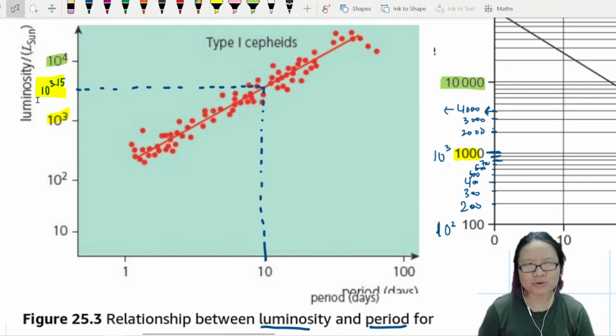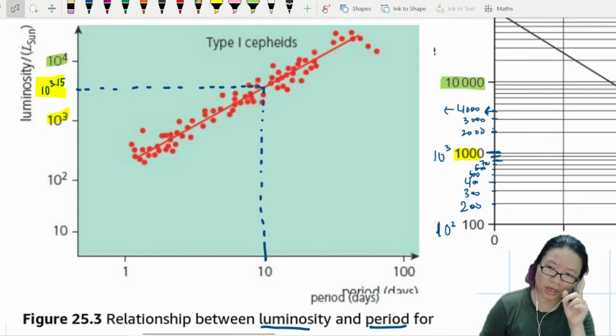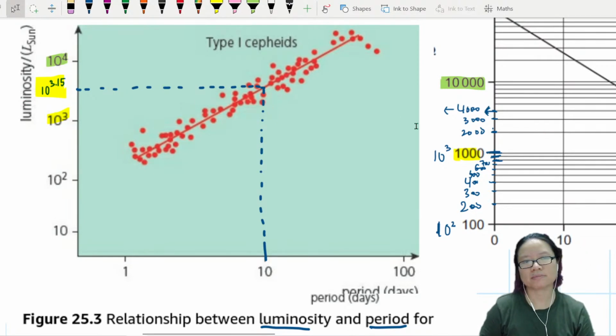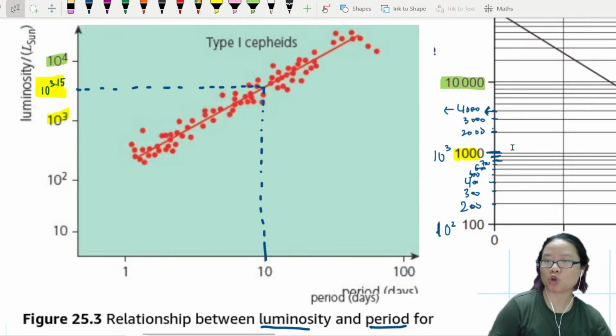Yeah. How do you estimate this? Over here is 10 to the power of 3, 10 to the power of 4, but because the scale is like that, there's no way to accurately estimate this thing. I can say it's between 3,000 to 4,000, but I don't really know. Okay? So yeah, don't know.